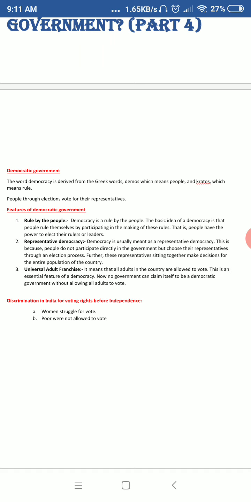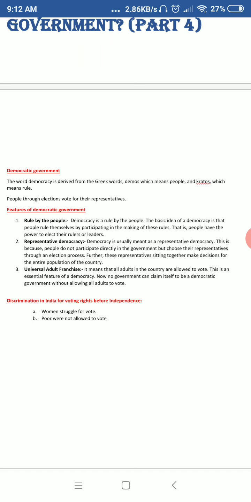So in this, what happens? The people are electing such individuals who can take decisions for the welfare of the people in the government, right? So the next one is representative democracy. It means that, as told before, through the procedure of elections, people are being selected as representatives, and they are taking decisions for the welfare of the people again. Then is universal adult franchise.